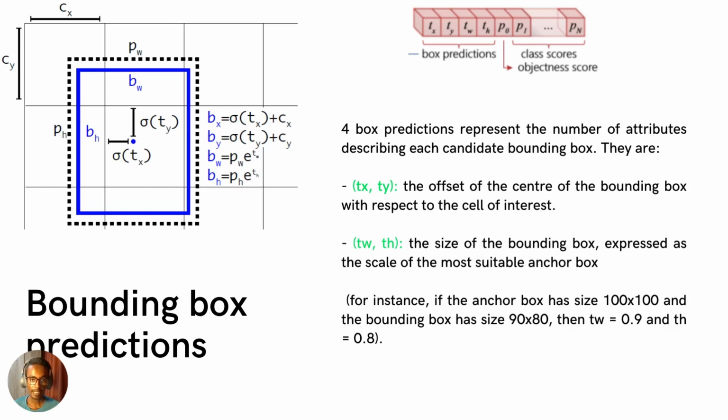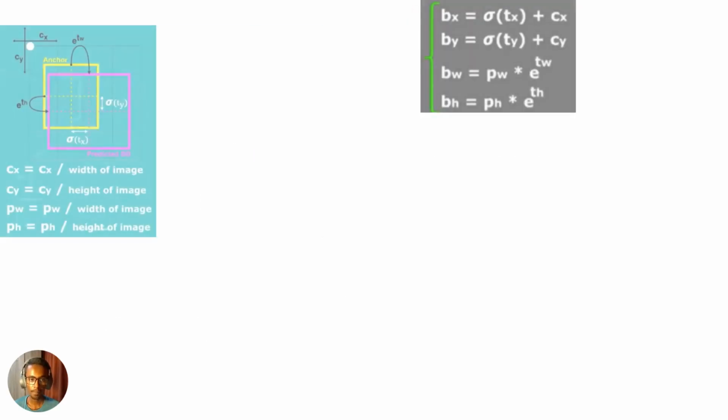For instance, if the anchor box has a size of 100 by 100 and the bounding box has a size of 90 by 80, then Tw and Th are going to be represented as 0.9 and 0.8, because we're going to divide these values by the width and the height of the image. And these coordinate box predictions, which are 4 of them, are going to be values outputted by our model during the training procedure, and they're going to be optimized in order to transform the anchor box to the predicted bounding box.